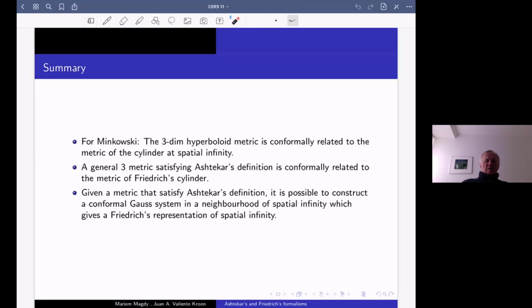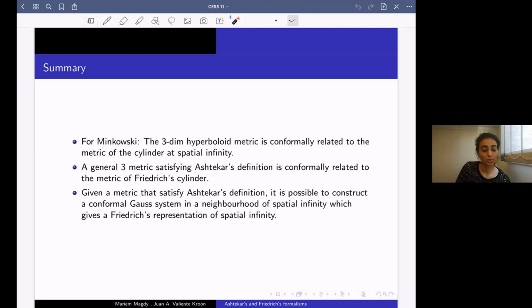No, I don't see anything new in this. And I'm slightly surprised about some points. For example, the last point on the last slide. I always thought Friedrich's representation is based on conformal geodesics. Now they do something, I have no idea where this conformal Gauss system comes from that they talk about.